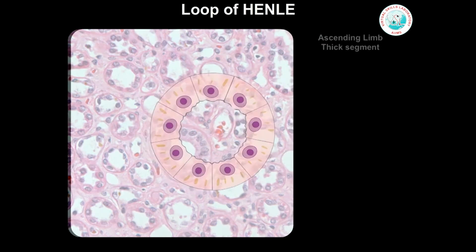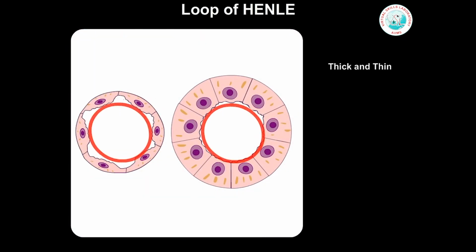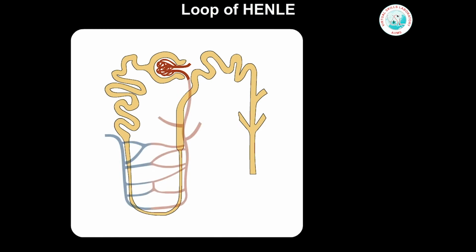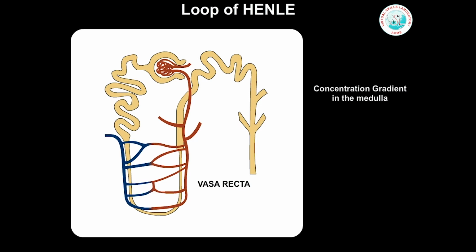The thin segment is lined by squamous epithelium and the thick segment is lined by cuboidal epithelium. Point to be remembered here is that the thick and thin do not refer to the size of the lumen, but it refers to the size of the epithelium. The loop of Henle is supplied by a network of straight capillaries descending from the efferent arterioles, known as vasa recta. The recta in Latin means straight. The loop of Henle along with the vasa recta help to create a concentration gradient in the medulla, which helps in production of concentrated urine.